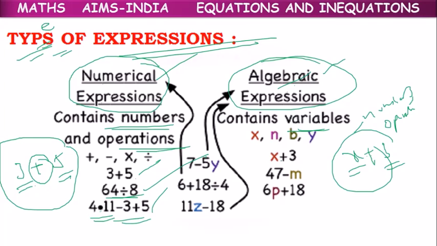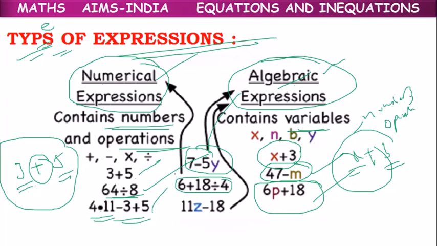Next, x plus 3, algebraic expression. 47 minus some variable, algebraic expression. 6p plus 8, algebraic expression. 7 minus 5y, algebraic expression. 6 plus 18 divided by 4, numerical expression. 11z minus 18, algebraic expression.